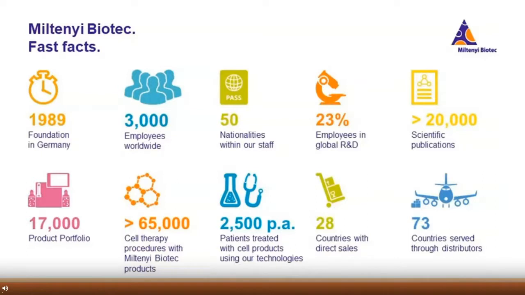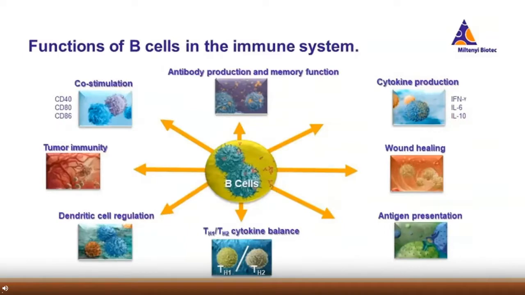We have more than 20,000 scientific publications from us and from our customers using our products. We have a product portfolio of about 17,000 products. We did more than 65,000 cell therapy procedures with our products, and that means that about 2,500 patients per year are treated with our cell products using our technologies. From the sales side, we sell our products directly in 28 countries and in 73 countries through distributors. So that was it already from the Miltenyi side.